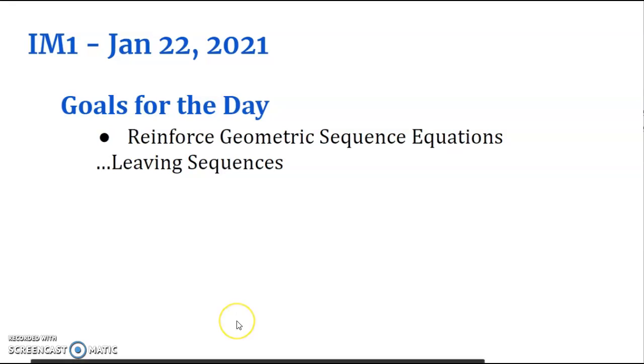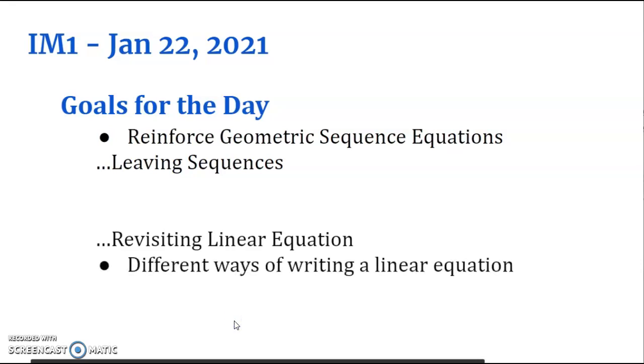What are we doing today? We are going to be reinforcing geometric sequence equations. Then we're going to leave sequences for a little bit and then revisit linear equations and different ways of writing a linear equation.